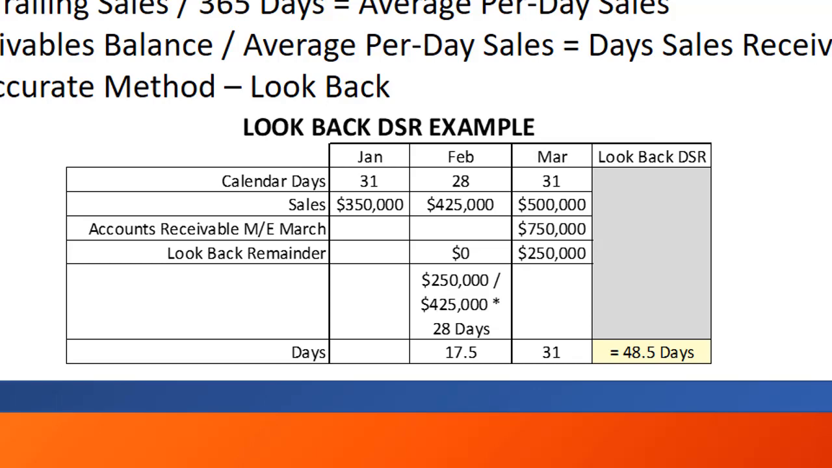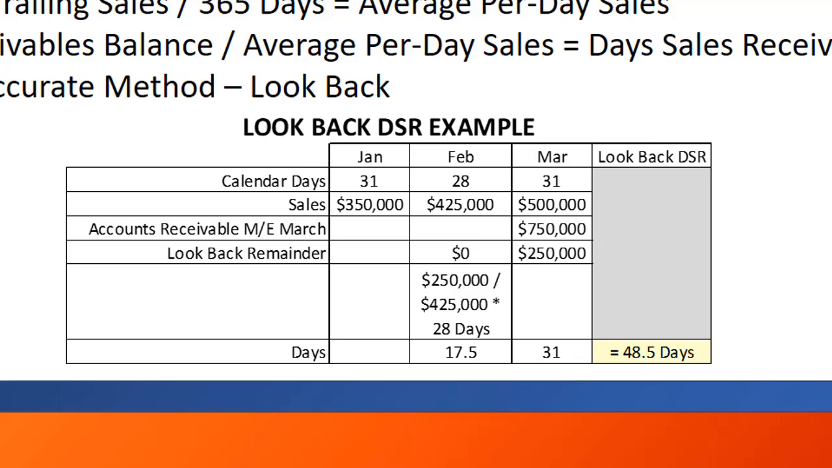You can see the calendar days in each one of those months. Then as of March 31st, we had $750,000 in outstanding receivables on the balance sheet. The process in the look back method is that you subtract the sales from the receivables balance until it goes to zero. And in the month it goes to zero, then you take some prorated amount of the days in that month. So in our example, you can see we start with $750,000 in receivables, and then we subtract out the $500,000 in sales that we have in March. That leaves $250,000 that we move back one month.